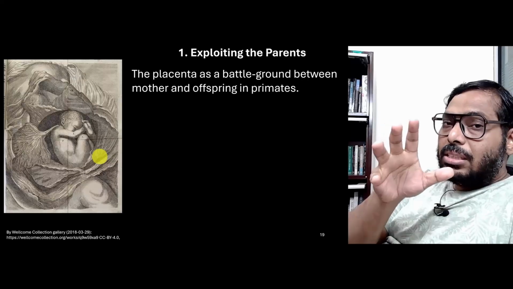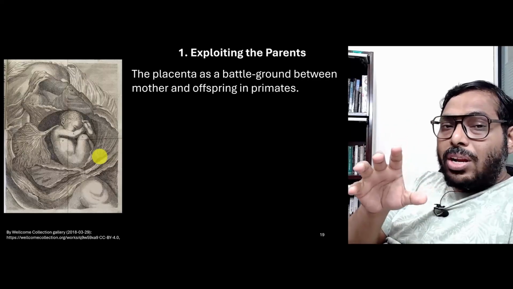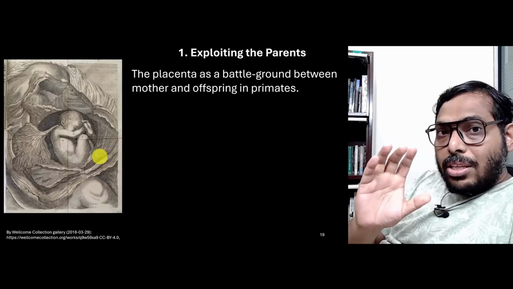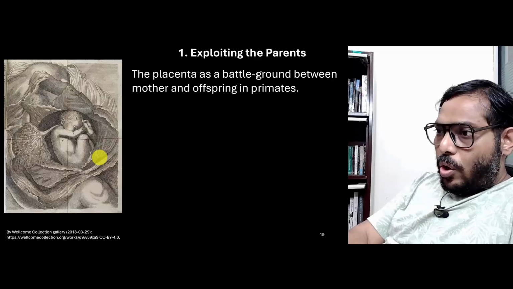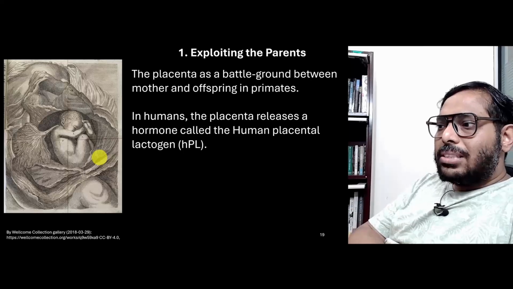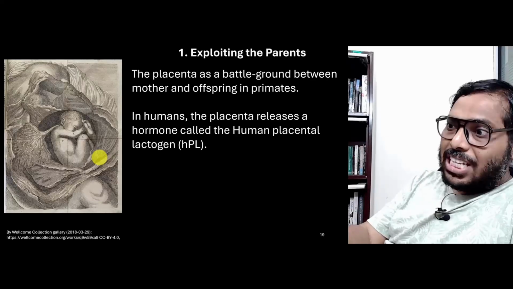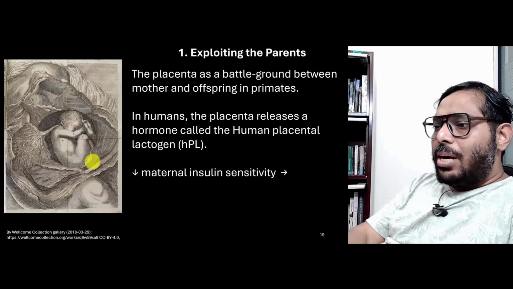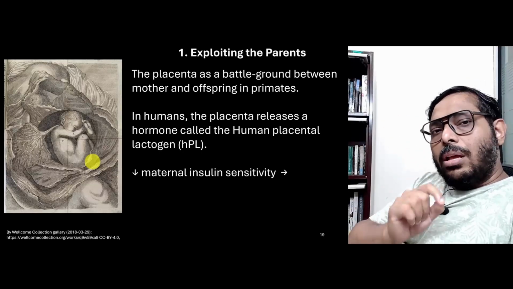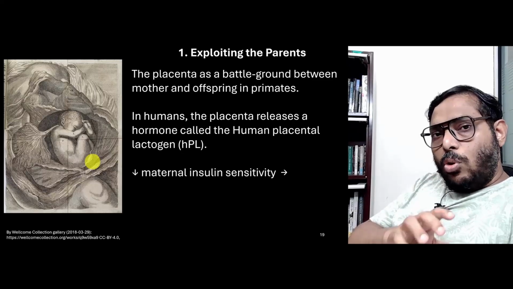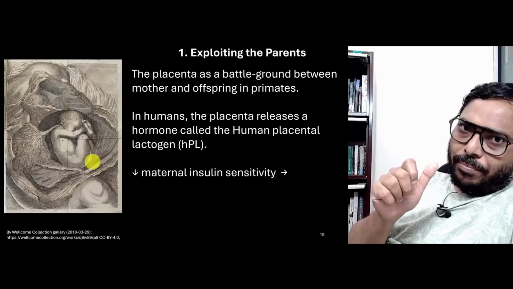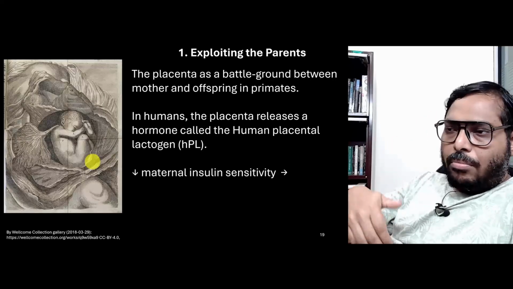But this invasion of the uterine wall is probably one of the simpler things that the fetus is doing. There is also a massive amount of chemical warfare going on. In humans, the placenta releases a hormone known as human placental lactogen, HPL. Now, what this HPL does is very interesting. You know that in our body, the amount of sugar or glucose in the blood is controlled by the hormone called insulin, which comes out of the pancreas.